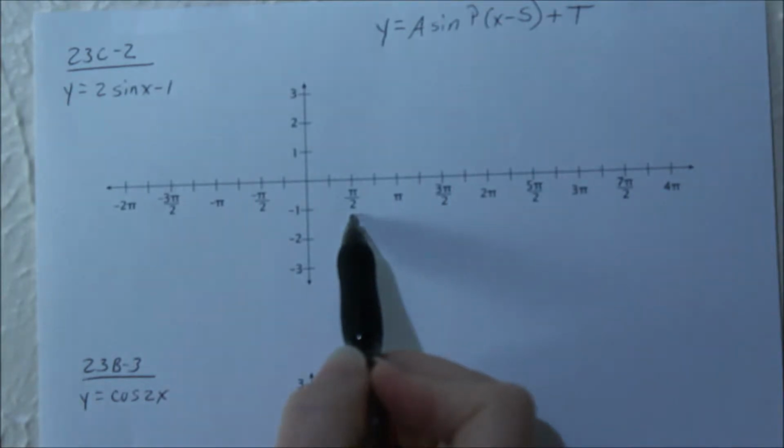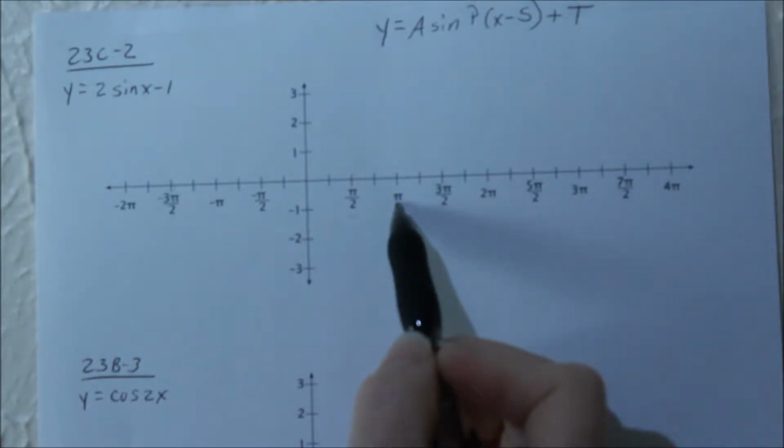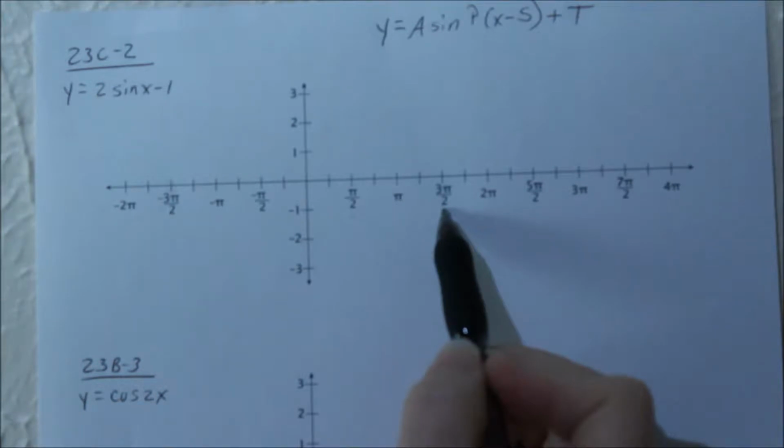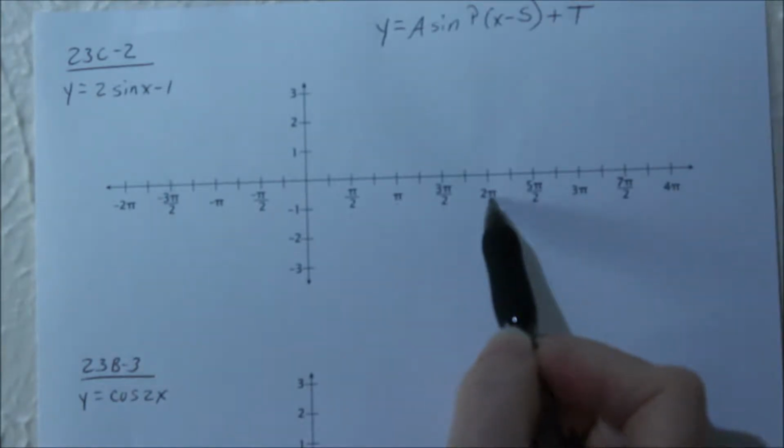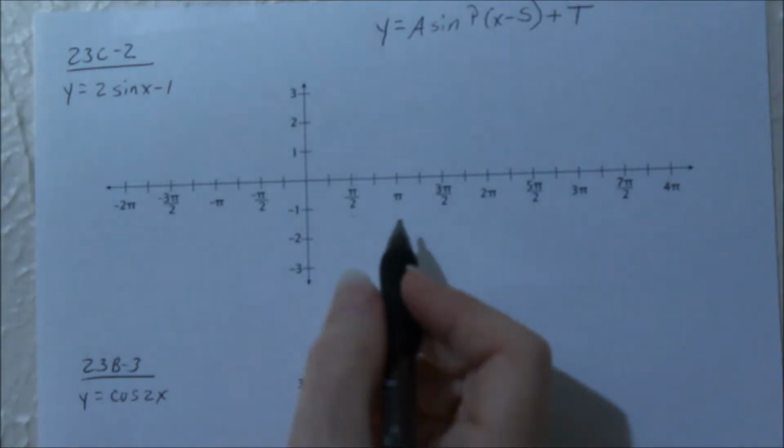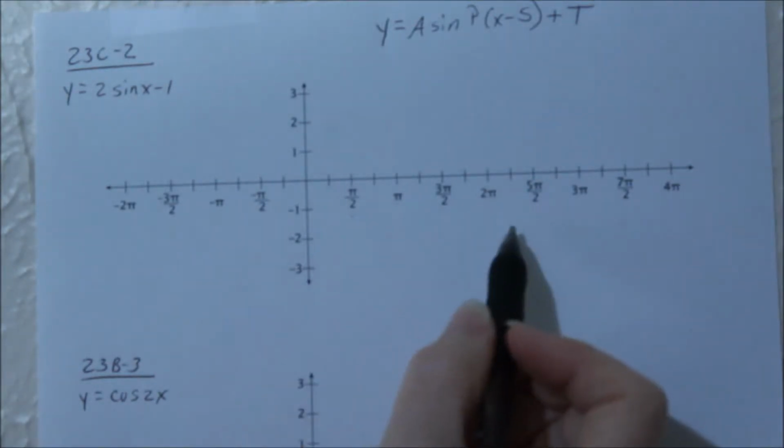Pi over 2, you have to be able to convert that into degrees. So pi over 2 converts to 90 degrees. Pi, 180 degrees. 3 pi over 2, 270 degrees. 2 pi, 360 degrees. So you need to be able to think about what these are in degrees.